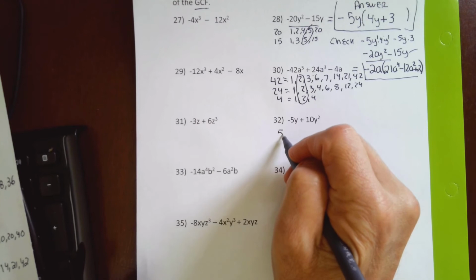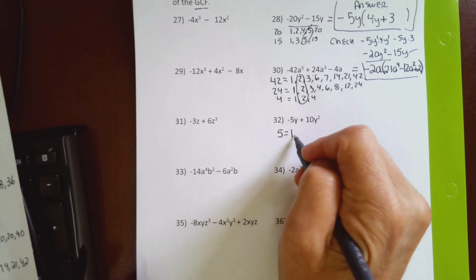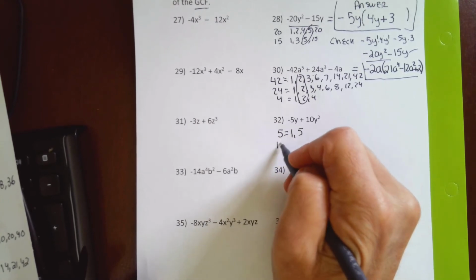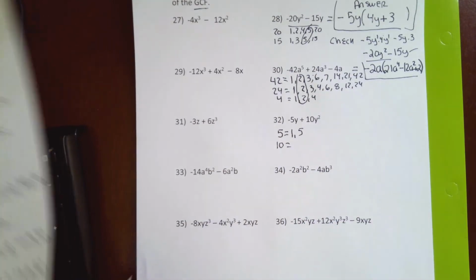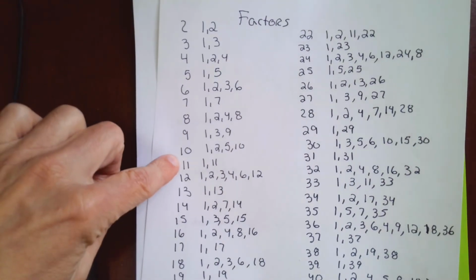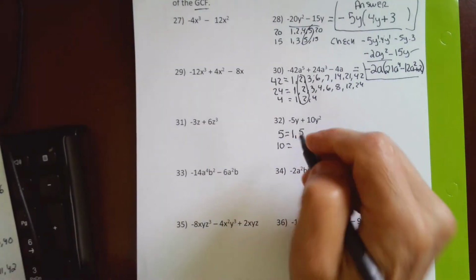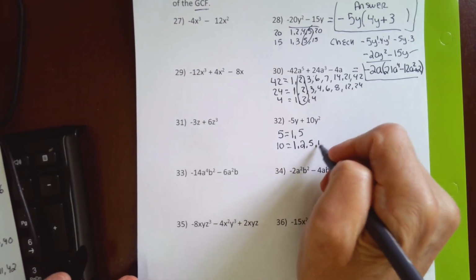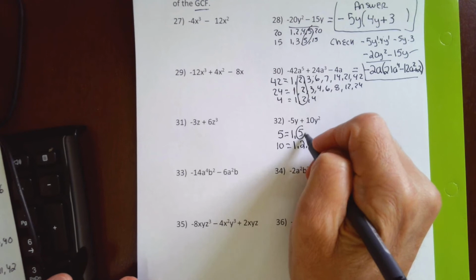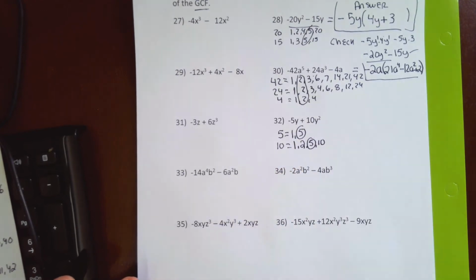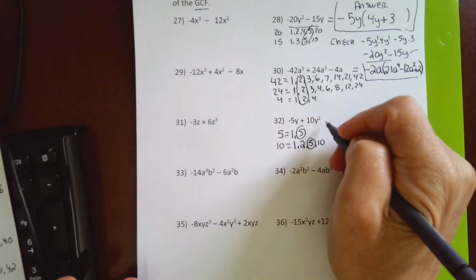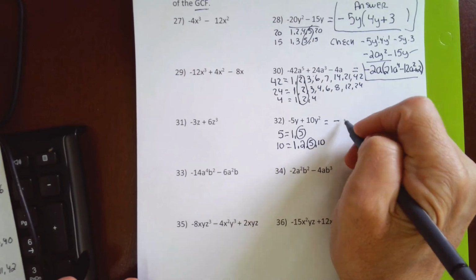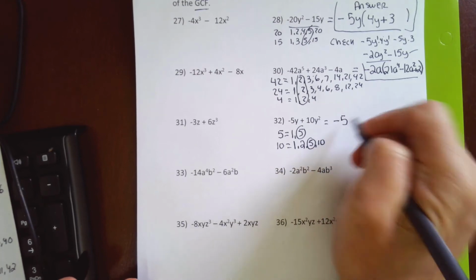I'll look at the factors of 5. It's a prime number. They're just 1 and 5. I look at the factors of 10, and it's a small set of factors: 1, 2, 5, and 10. Most students, again, don't need to write down the factors. They can figure them out in their head. But the common factor for the number is going to be 5. I'm going to factor out the opposite of the common factor because the first term is negative.